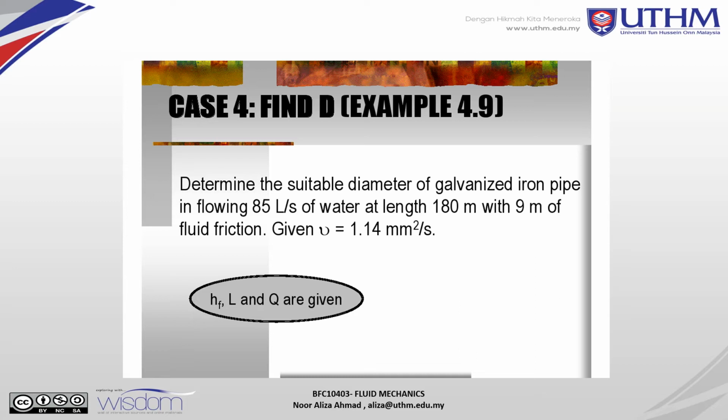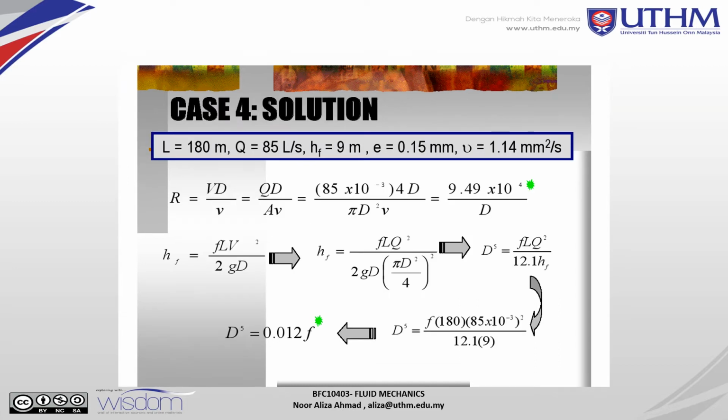In case 4, to find D, example 4.9, the HF, L and Q are given. Then you must find the diameter of the pipe. Determine the suitable diameter of galvanized iron pipe in flowing 85 liter per second of water at a length of 180 meter with 9 meter of fluid friction. The viscosity is given with this value. So this is the solution for case 4.